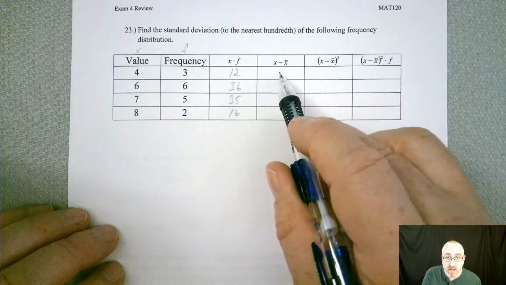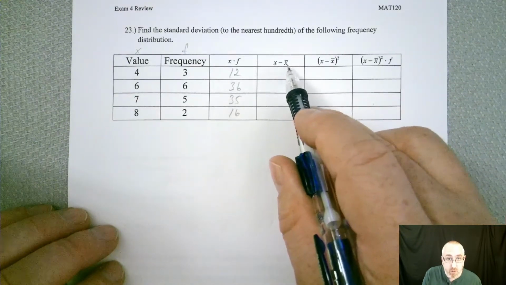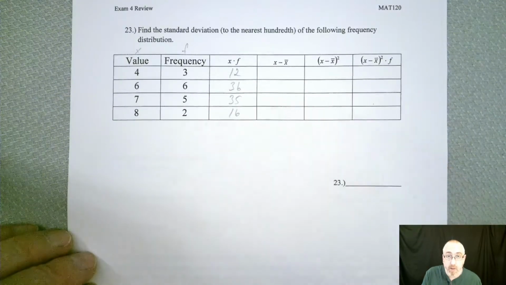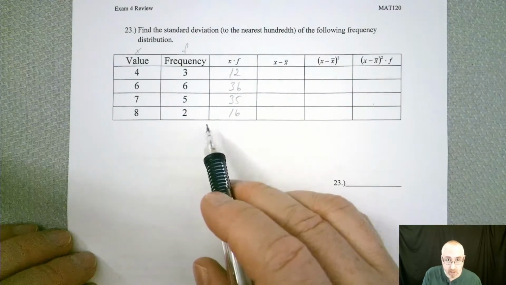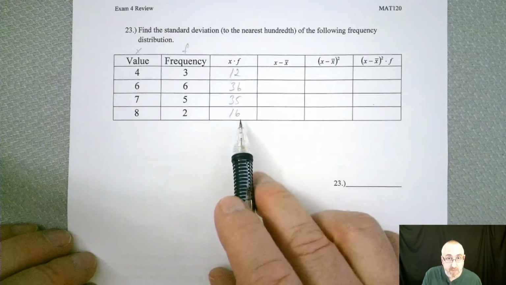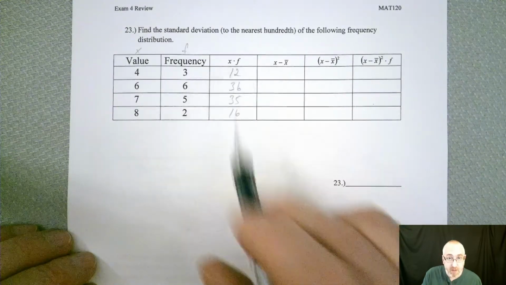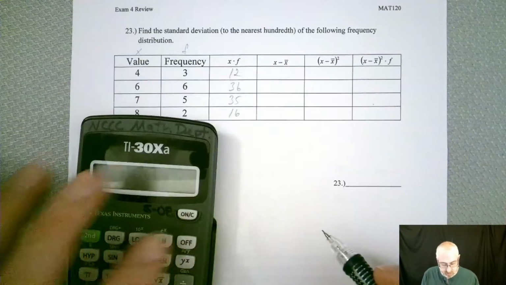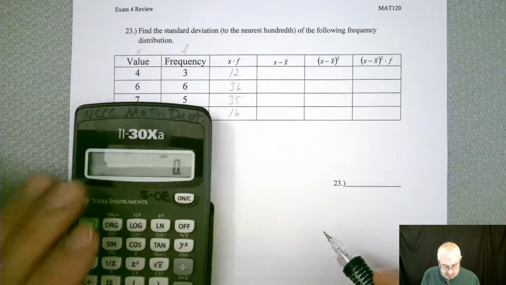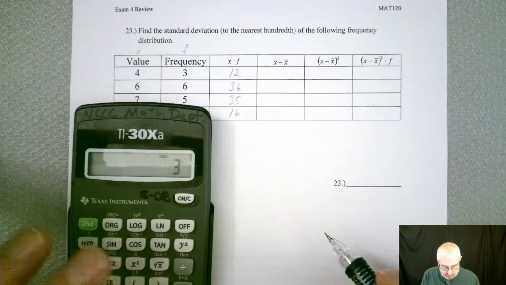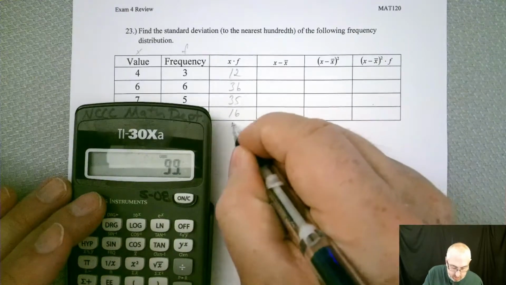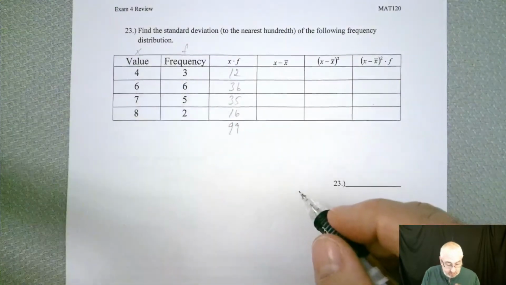Now, if we want to find this next column, we need to find the mean first. So we have to do a little bit more before we can start filling this column in. Remember, we had a problem before where we found the mean of a frequency distribution, so we're doing the same thing here. Once you find those products, x times f, we add those up. So let's do it safely and add those up. 12 plus 36 plus 35 plus 16 equals 99. So we got 99 for that one.